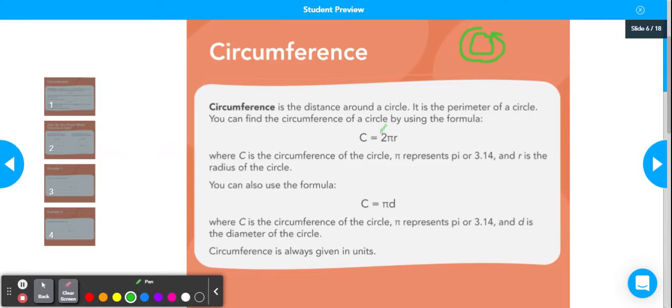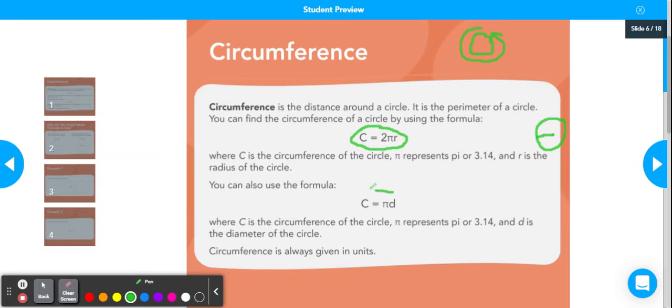There are two different formulas you can use. You could use the formula 2 times pi, which is 3.14, times radius, which is the half line. And you do that when you're given the radius. When they give you the radius, we use this formula.